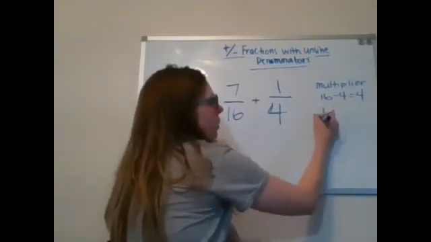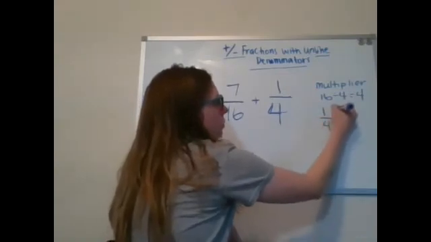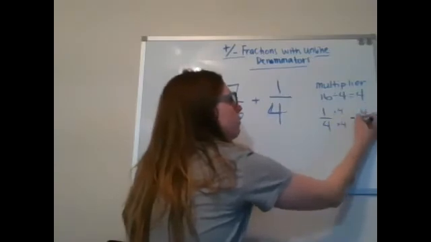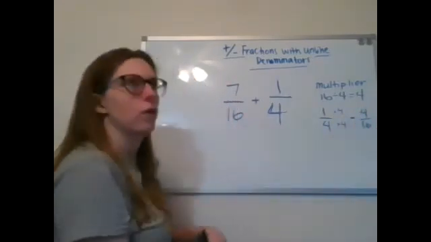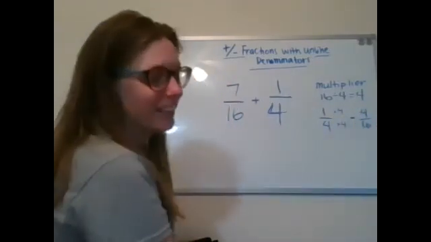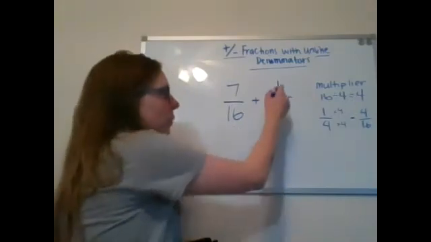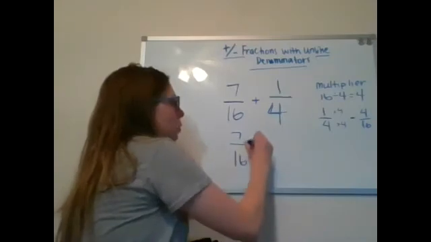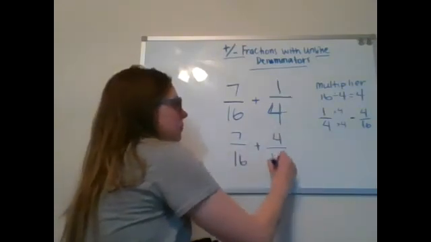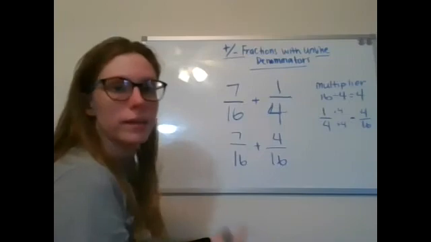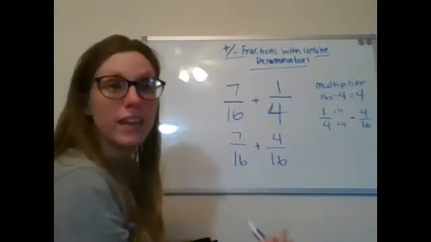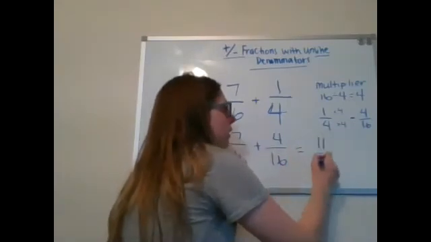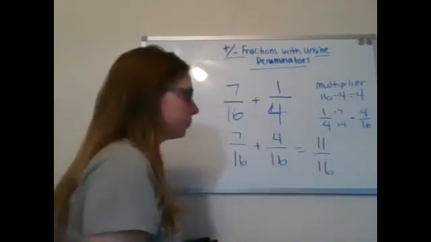So if we take 1/4 and multiply both the top and the bottom by 4, we get 4/16, which, if you know from a minute ago, is what we should have got. So now we can replace that. Here we have 7/16 plus 4/16. All right, now our denominators are the same. We can add our numerators. 7 plus 4 is 11. So our answer is 11/16.